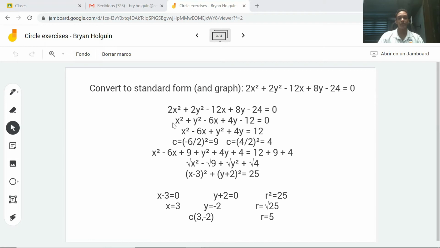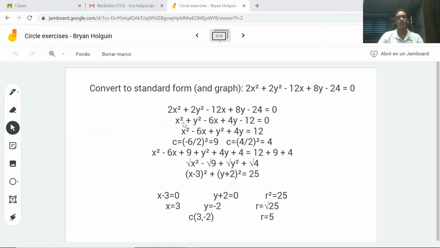So we divide: 2x squared divided by 2, 2y squared divided by 2, minus 12x divided by 2, plus 8y divided by 2, and minus 24 divided by 2. Getting us to x squared plus y squared minus 6x plus 4y minus 12 equals 0.